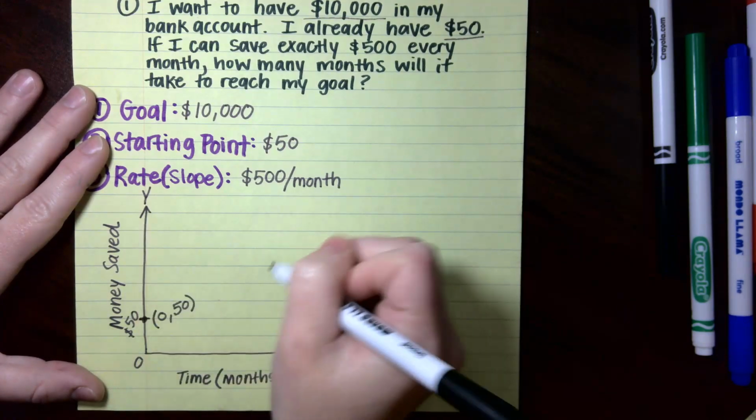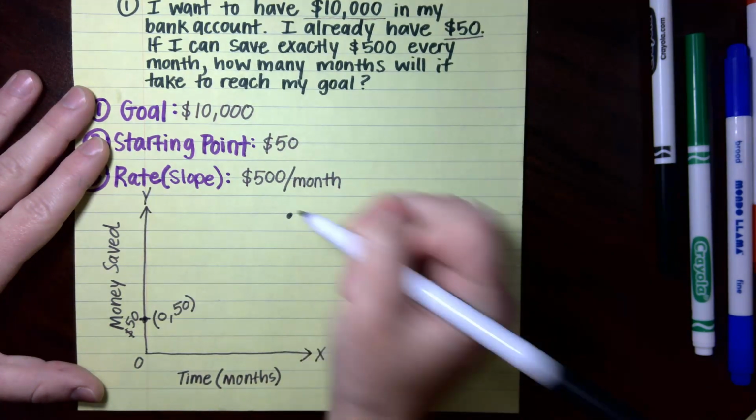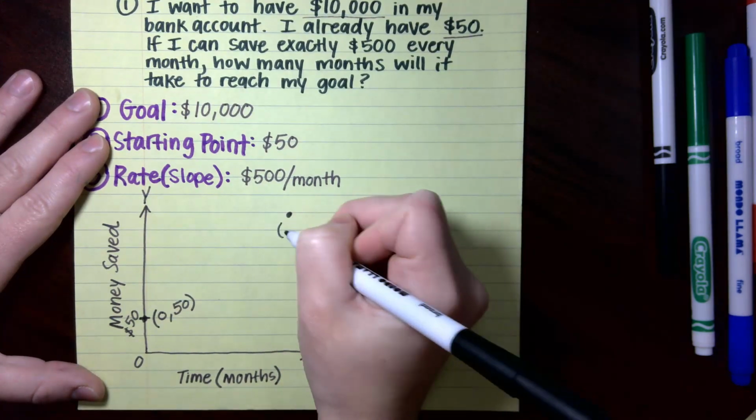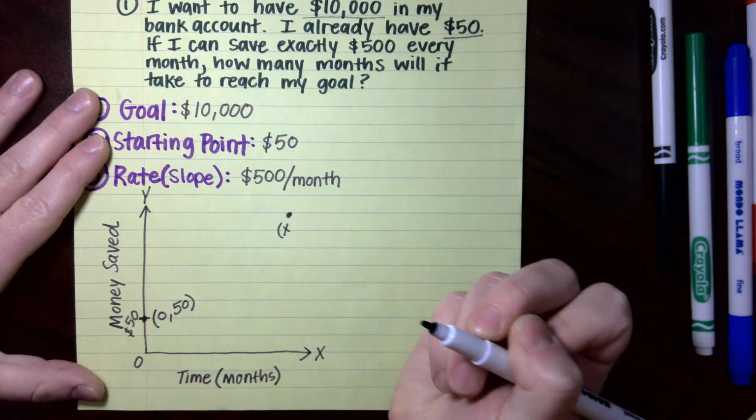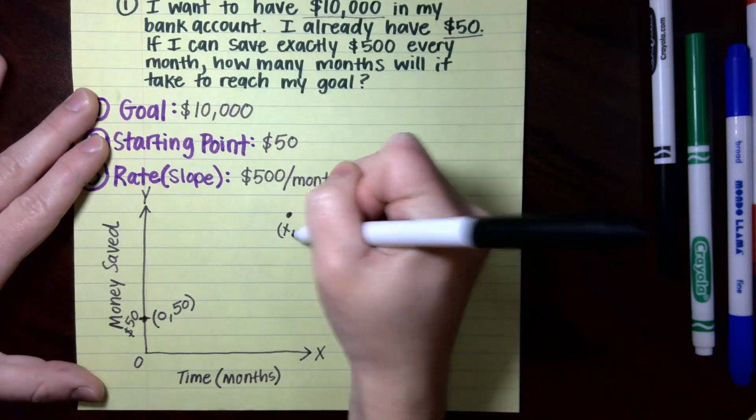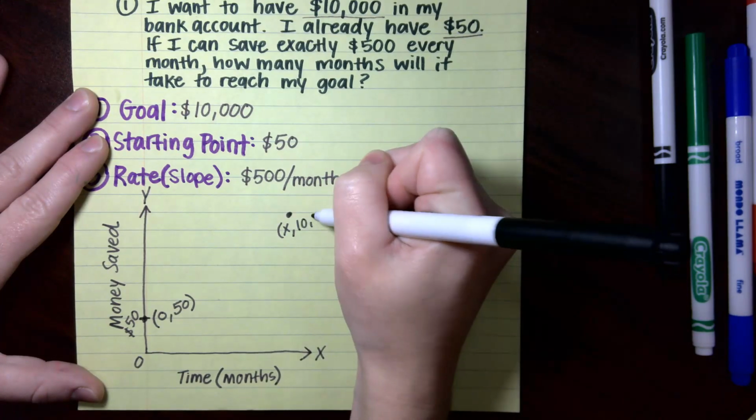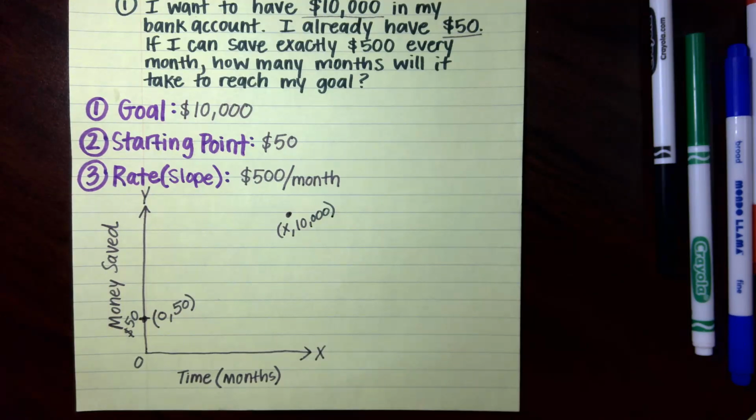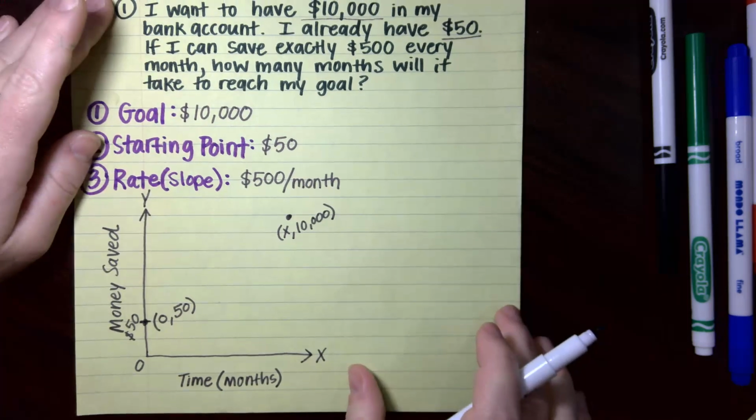So I'm going to just put a random point over here. It doesn't have to be an accurate point. I'm just going to say I don't know what my x is. I don't know how many months that's going to take. But eventually my y needs to be $10,000.